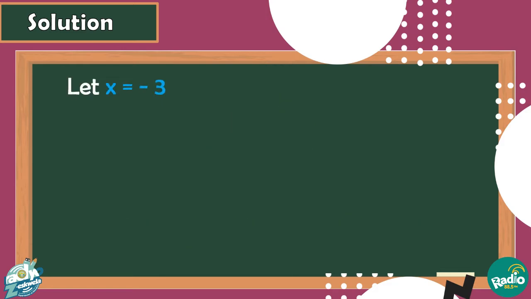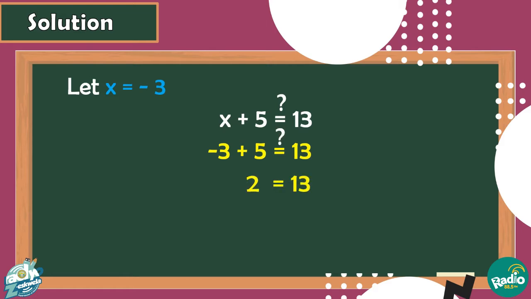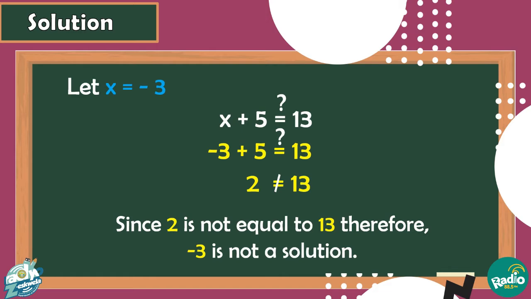The next value is x = -3. Copy the given equation. Substitute the value of x, which is -3, to our given equation. The given equation becomes -3 + 5 = 13. By simplifying, we got 2 = 13. Since 2 is not equal to 13, therefore, -3 is not a solution.